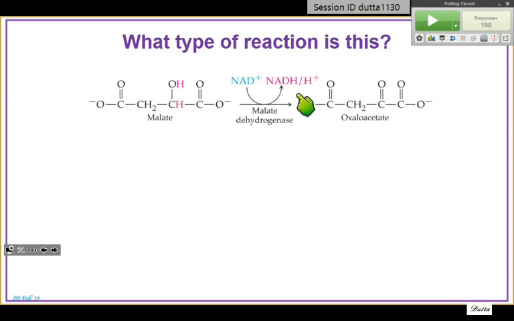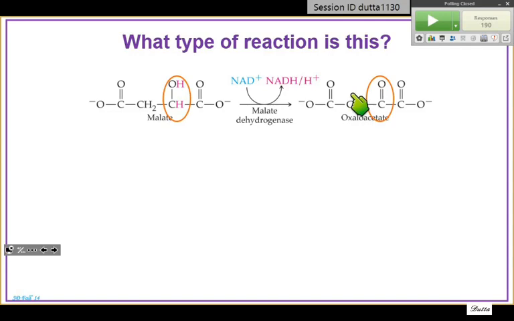This is acetate and this is oxalate. So what type of reaction is this? Who is being oxidized? Who is being reduced? You see, 2 hydrogens are being removed here to go to carbonyl. So the removal of hydrogen means oxidation.